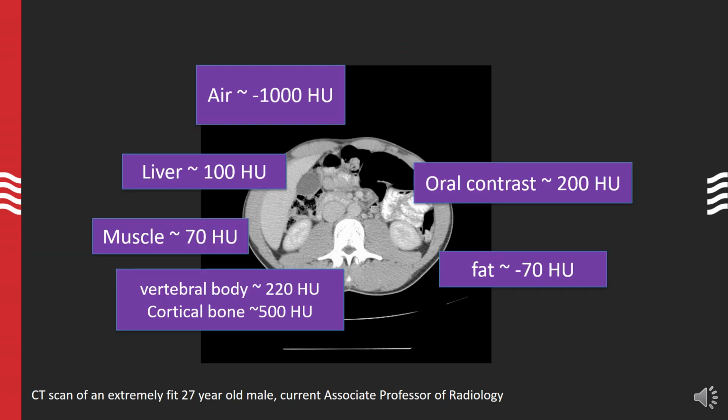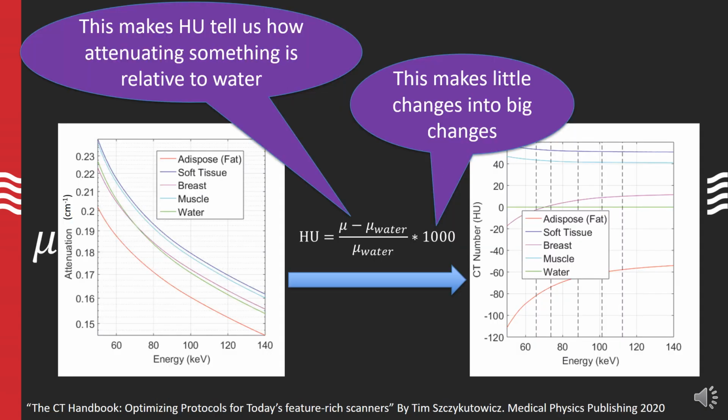Here's some example Hounsfield units for different materials. Air, -1,000. Oral contrast, a couple hundred Hounsfield units. Bone, depending on if it's a softer inside bone or harder outside bone, a couple hundred, about 500 Hounsfield units. Liver, depending on how fatty it is, what contrast phase, around 100 Hounsfield units. Muscle, a little bit less than liver in this example.